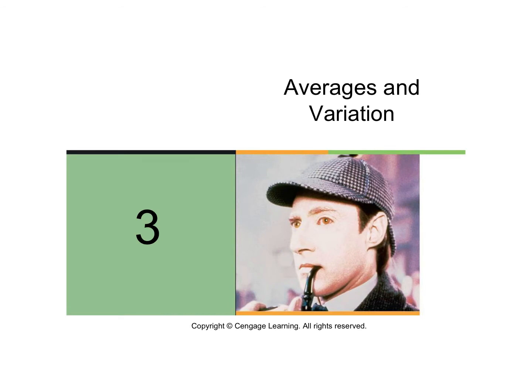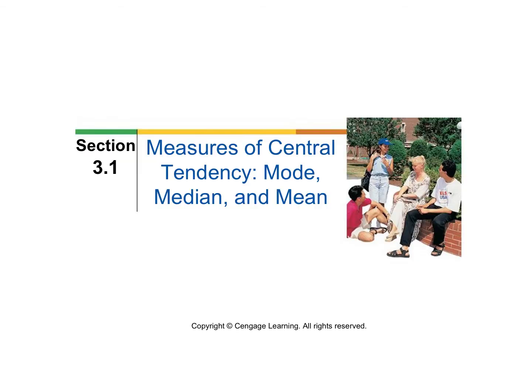Hello, Honors Stats. We are starting Chapter 3, dealing with averages and variation. Section 3.1 is going to deal with measures of central tendency, which are mode, median, and mean.